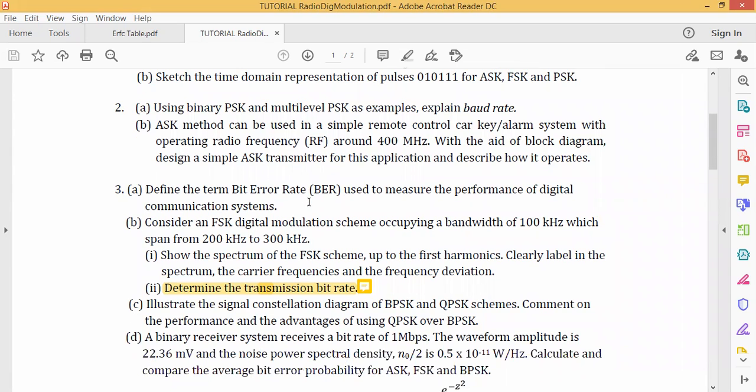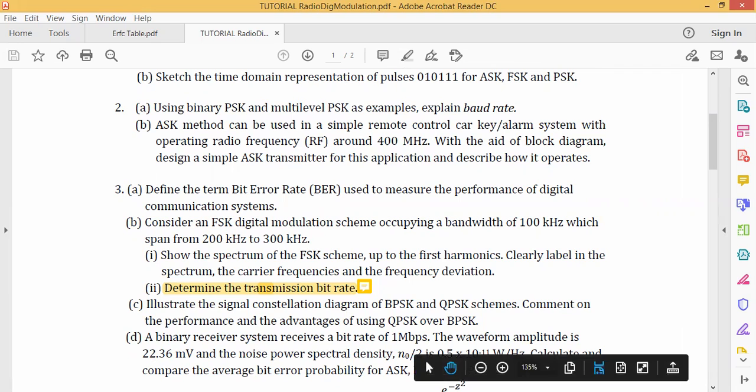Define the term bit error rate. This one I've also explained. It's just the error bits, or the difference between the sent and received bits, divided by the total bits.